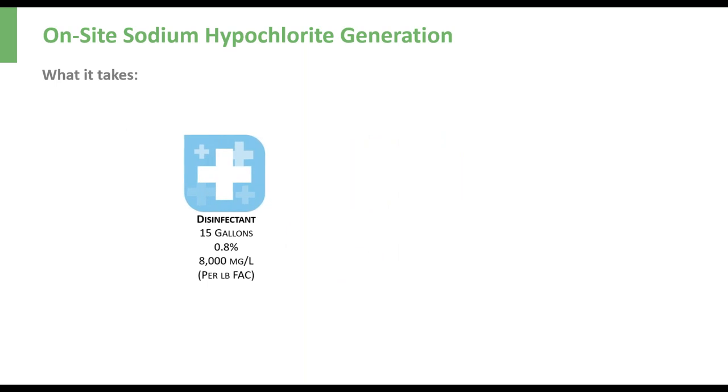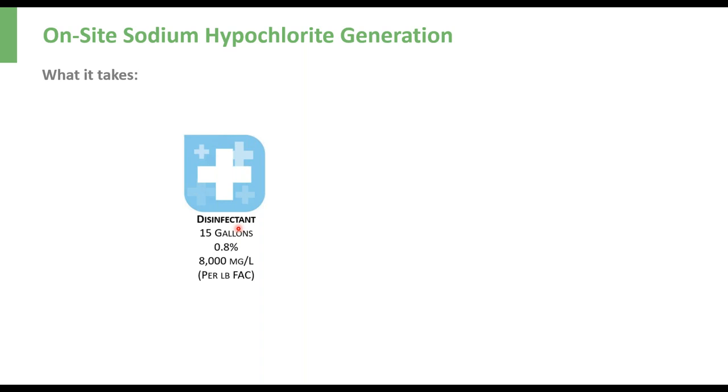Now, one thing you have to see is when I show this 15 gallons, that is your ratio. If you're used to feeding a 12% bleach or sodium hypochlorite solution, you feed 1 gallon of 12%, you're going to need now to feed 15 gallons of a 0.8%. Those are the rough ratios overall. But the basics are salt, water, and power.